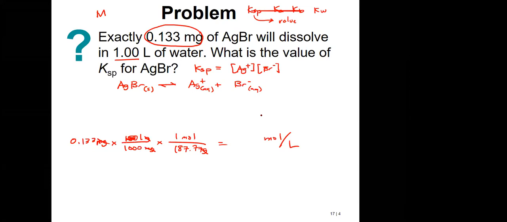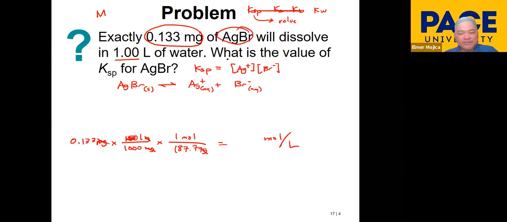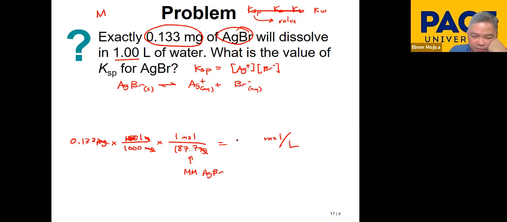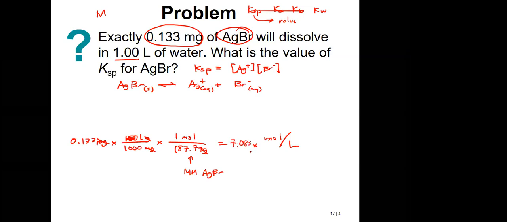Sorry, I'm just confused where you got the 187.77 grams from. Where did you get the 187.77? That's the molar mass of the silver bromide. Okay. So I would have here around 0.133 divided by 1,000 divided by 187.77. I have 7.083 times 10 to the -7.